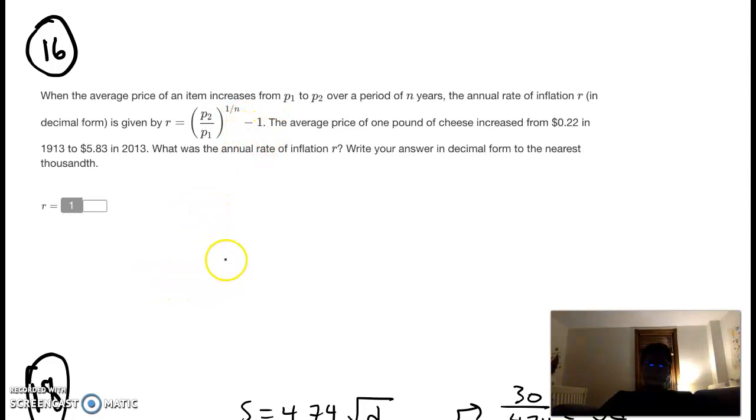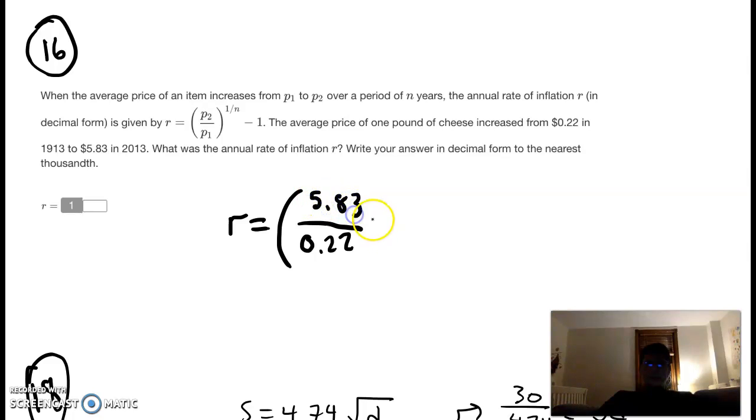The average price of 1 pound of cheese increased from 22 cents, so that'll be the first price, to 5.83, that would be the second price, from 1913 to 2013. So that would be over 1 over n, where n is the number of years. That's 100 years. Don't forget the minus 1 here.